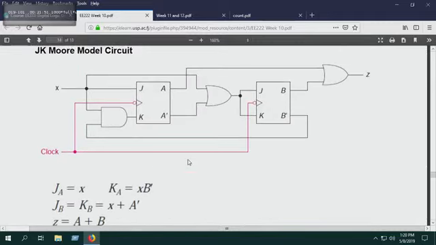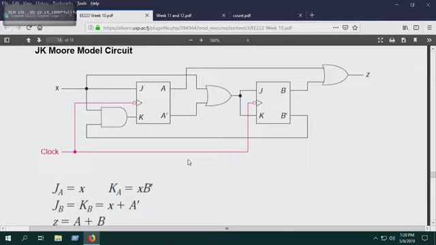So that is determined by what's sitting in front of the clock. If there is a bubble sitting in front of the clock, that means that's a negative edge, a falling edge. Can you see the bubble? The bubble indicates that that's a falling edge. The flip-flop will trigger upon the falling edge of the clock pulse.